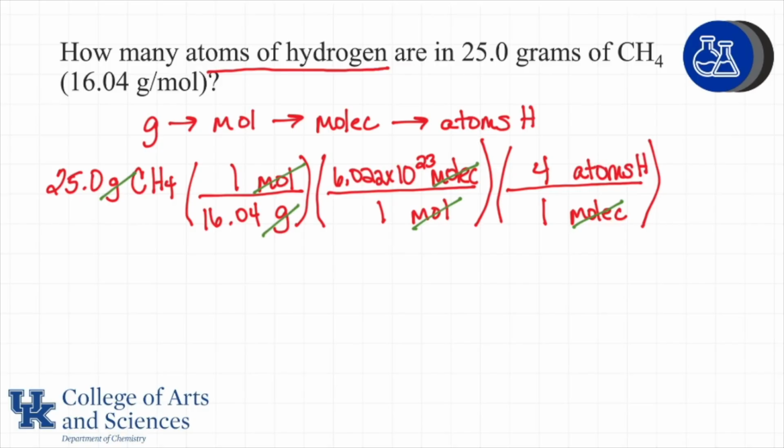Molecules cancel out. Now I can do the calculation of 25 grams times 6.022 times 10 to the 23rd times 4 divided by 16.04. And we get 3.75 times 10 to the 24th atoms of hydrogen. Notice that I labeled that as atoms of hydrogen and not just atoms. I need to be specific as to what I'm talking about.